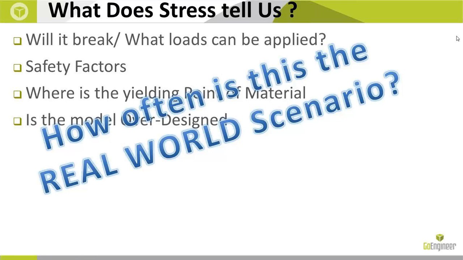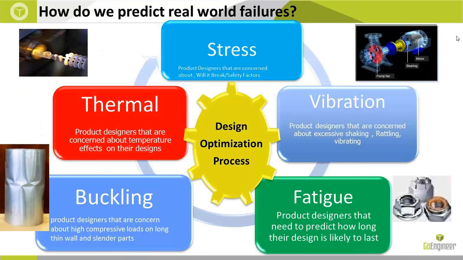When you put a product out into the market, understanding just will it break and can loads be applied is not necessarily what I call the engineering truth, right? So predicting real-world failures is really a total approach to design. And I like to call these the 5 failure modes.